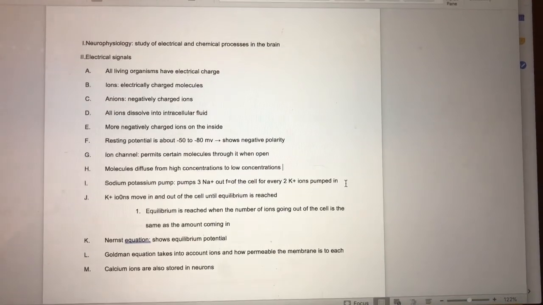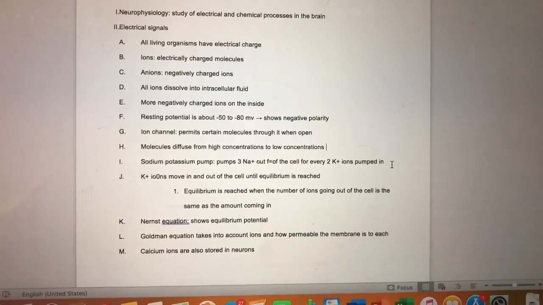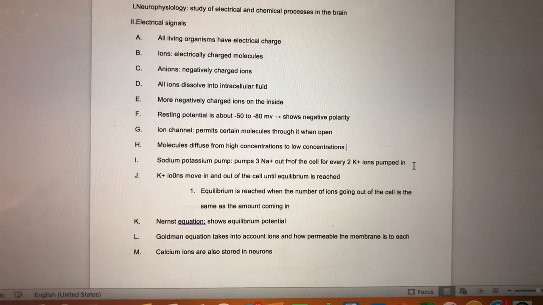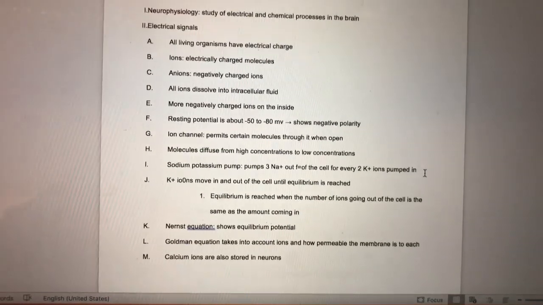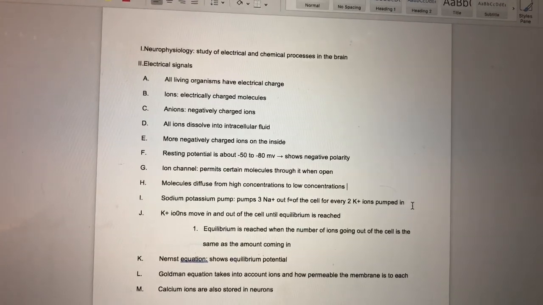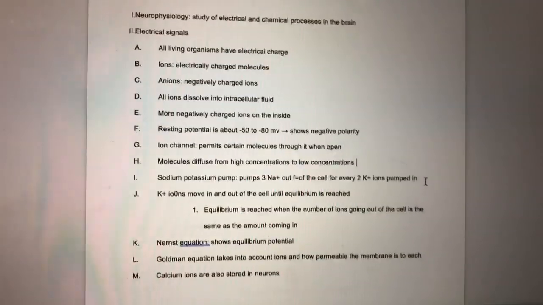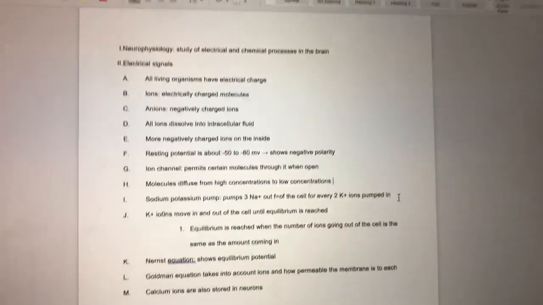Okay, so this chapter discusses neurophysiology, which is the electrical and chemical processes that occur in the brain. So we'll start off talking about electrical signals in the brain. And so we talked about how ions at rest in the brain are unbothered, and they mostly consist of anions, which possess a negative charge, and then the rest consist of cations, which have a positive charge.